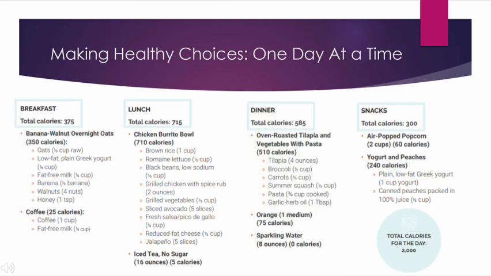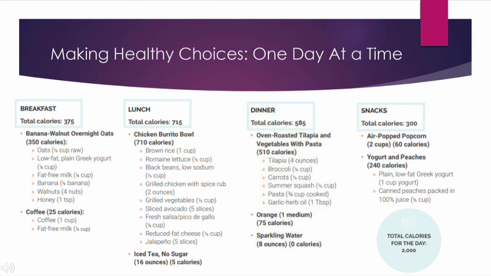Now, let us look at a practical example of how a healthy diet can be applied in one full day. This slide shows a sample daily food plan, including breakfast, lunch, dinner, and snacks. The goal here is not to memorize the exact foods, but to understand how balance is achieved throughout the day. Let us start with breakfast. Breakfast includes overnight oats, yogurt, banana, nuts, and coffee.